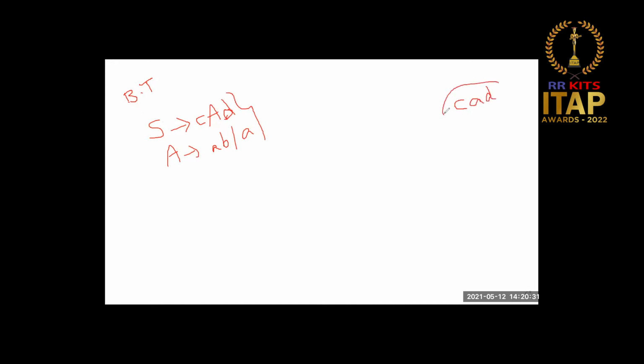So that means I have to generate the string CAD. First I am going to start with the starting symbol, capital S. Here I have three child nodes, that is CAD, so I can write small c, capital A and capital D. For capital A we have two predictions, one starting with AB and another with small a. So first I can draw with the AB.